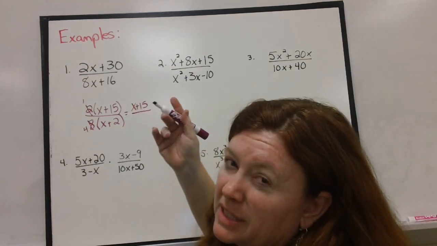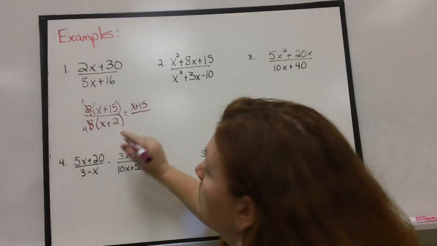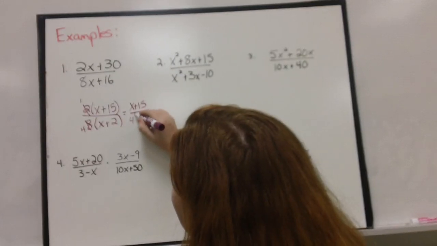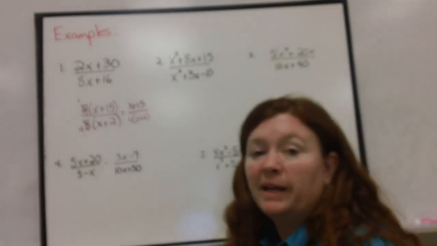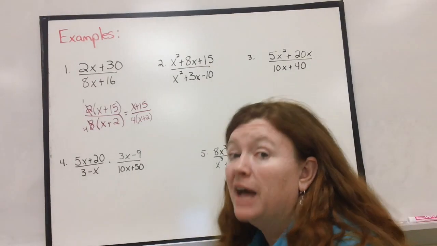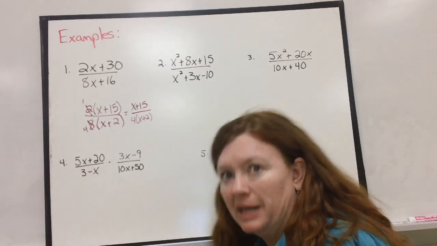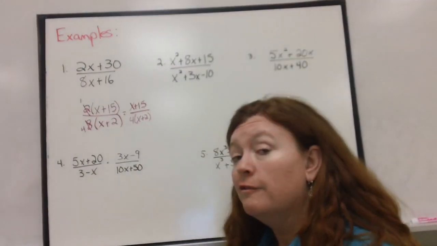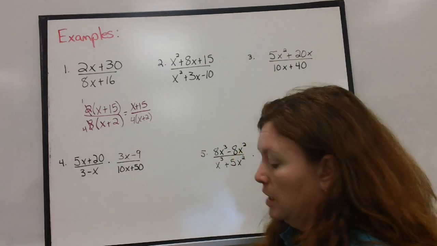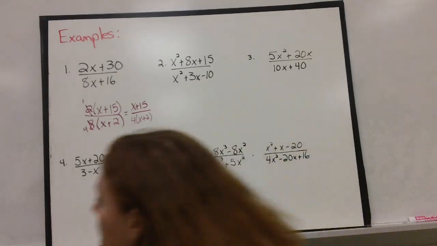I can write the parenthesis or not, but this one I should. I have a 4 times an x plus 2. And there's my answer. You do not have to multiply it back out. That's one of the nice things about these problems. You can leave them in what we call factored form. All right, so let's try another one.